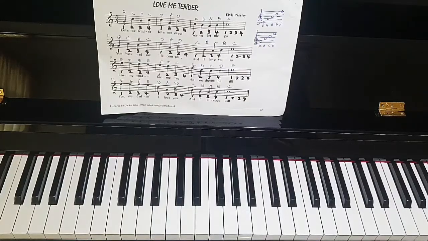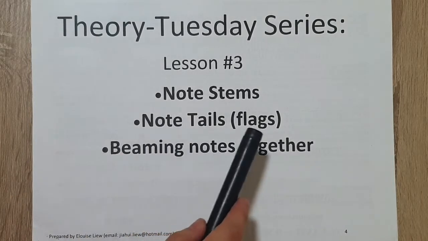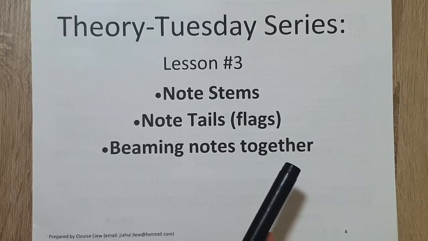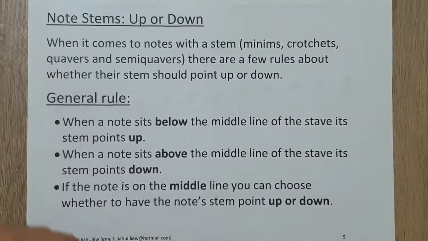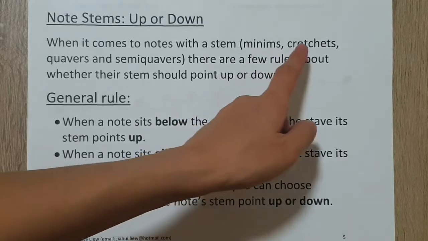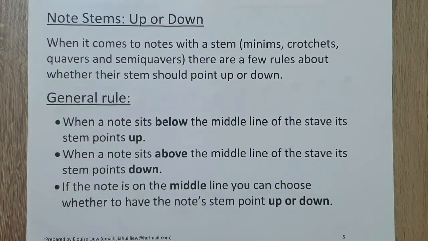Okay, let's go back to our theory. Theory Tuesday series lesson number 3. Today we will be learning note stems, note tails, or we call it flags, or we can call it hooks, and how we bend notes together. When it comes to notes with a stem, minims, crotchets, quavers, and semi-quavers, there are a few rules about whether their stem should point up or down.